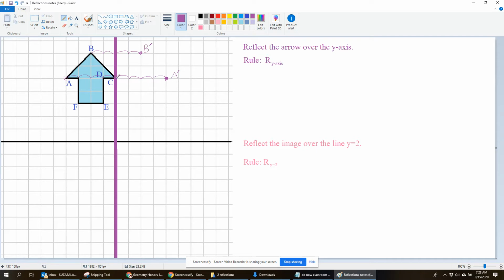C is a special case here. It's actually on the line. It's 0 blocks away from the line. So I need to be 0 blocks away on the other side. So I'm staying right where I was. So C prime is in exactly the same spot as C. So my shape is going to touch on that point. And then point D.